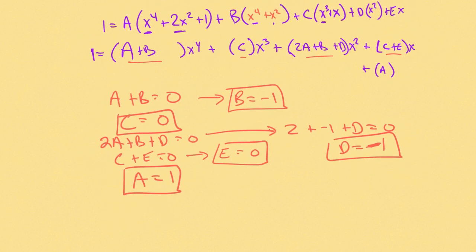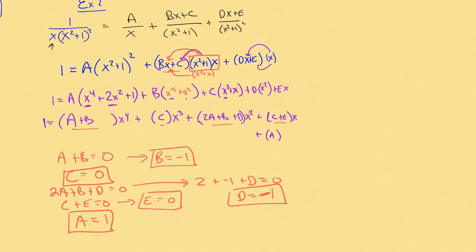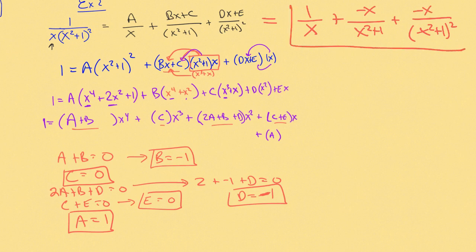Okay, so then I've got to go back to my original up at the top. I'm zooming way out. And I'm going to write that I get A over x, well, that's 1, so 1 over x plus Bx plus C, so -x plus 0 over x squared plus 1, plus, and this will be over x squared plus 1 squared, I get Dx plus E. That's -x plus 0 again. So there is my answer.